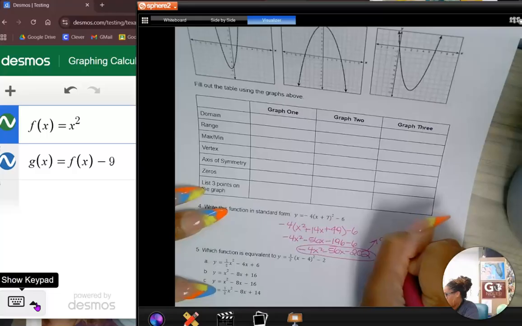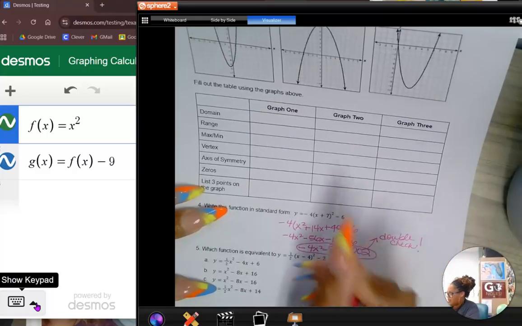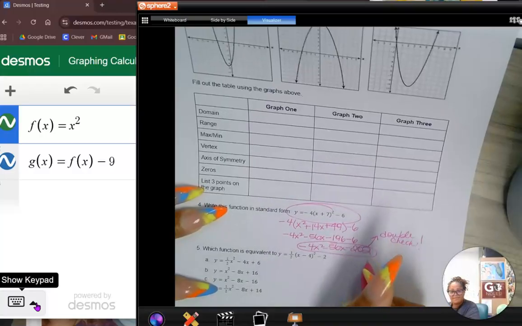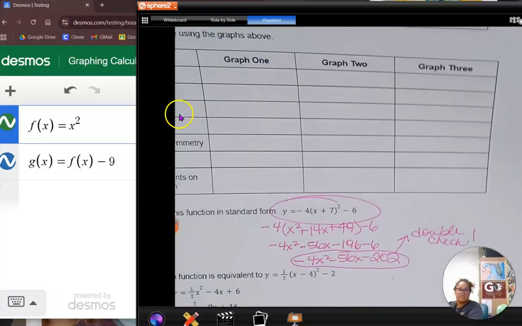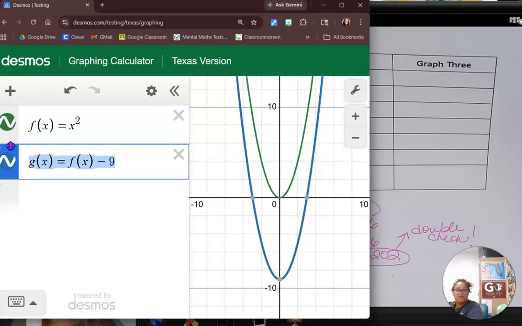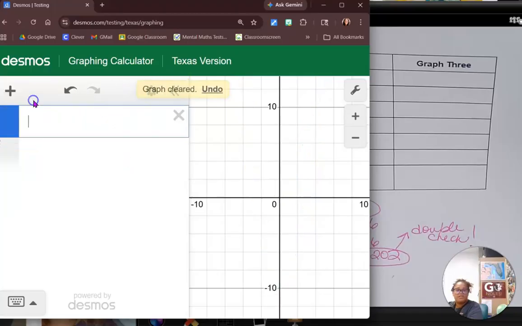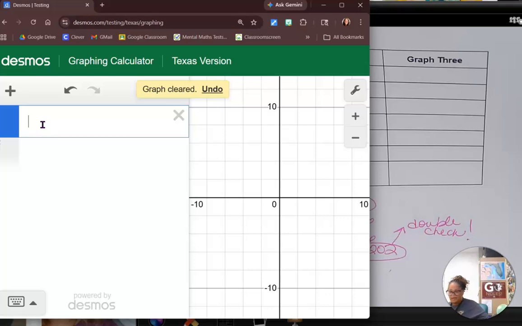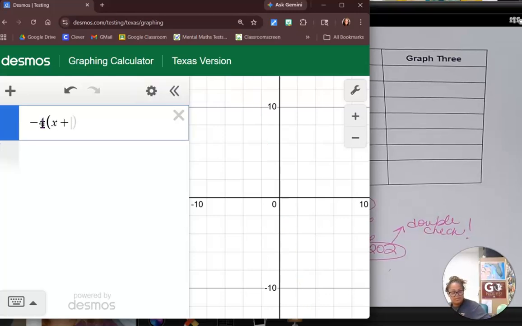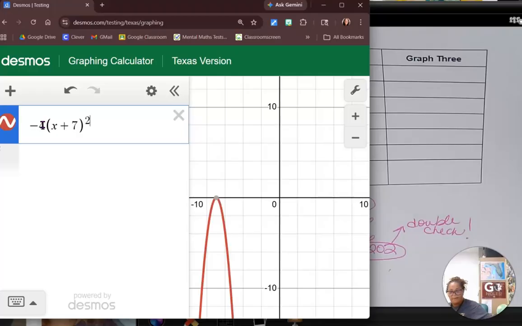Always double check with Desmos. I will show you how that's done. You're going to type this in Desmos and see if it's correct. So we're going to come over here. Actually, let's clear these all and say -4 times x plus 7 close parentheses squared. Oops, that's not squared. Minus 6.